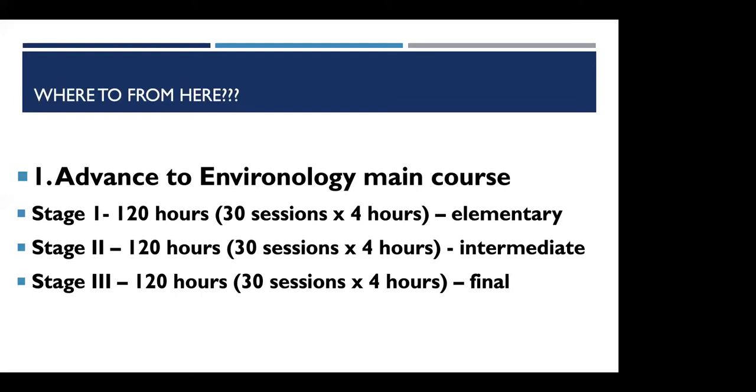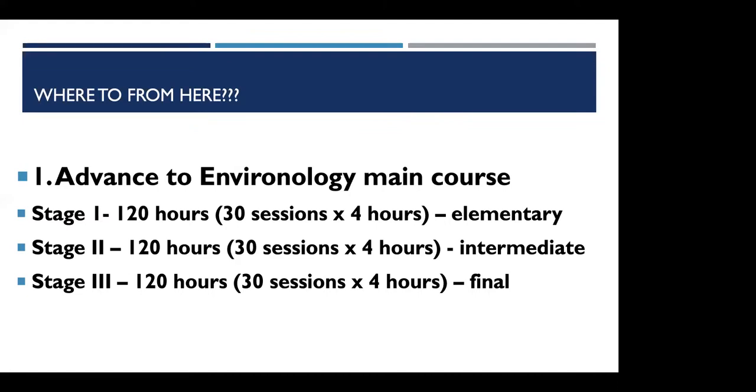Now, from here, where do we go? Some of you may have been thinking of asking since day one. From advanced to the environology main course. The main course is what I've been teaching at Shanghai Jiao Tong University, and at Pertubuhan Akitek in Malaysia. Stage one is 120 hours, which is 30 sessions times 4 hours, called elementary. Stage two, 120 hours, 30 sessions times 4 hours, we call intermediate. Stage three, 120 hours, 30 sessions times 4 hours, which is final.